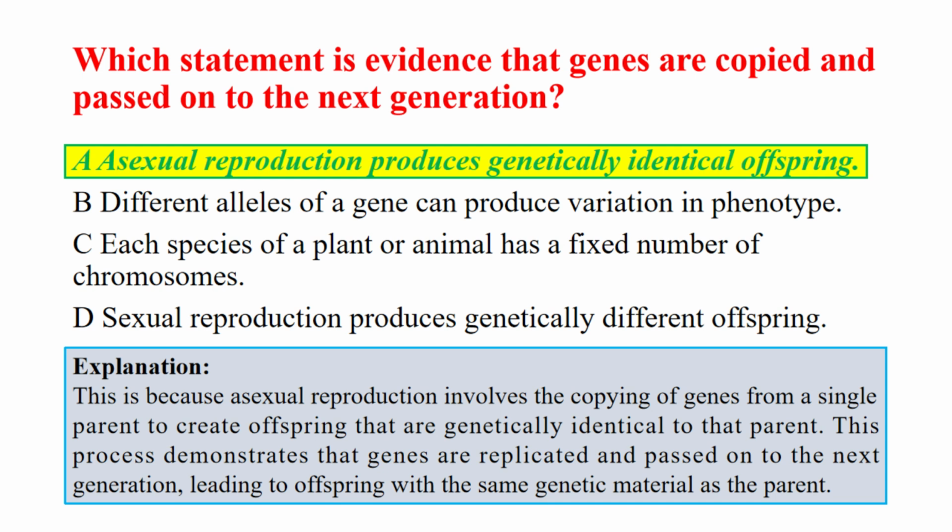Let's briefly look at the other options. Option B is about genetic variation, which is interesting but doesn't directly show how genes are copied. Option C talks about chromosome numbers, which is important for understanding genetic stability but not directly about gene copying. Option D highlights genetic diversity from sexual reproduction, showing different combinations of genes rather than copying them. So, the evidence for genes being copied and passed on is clearly shown through asexual reproduction.